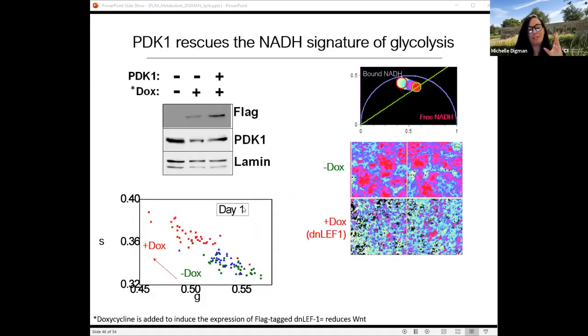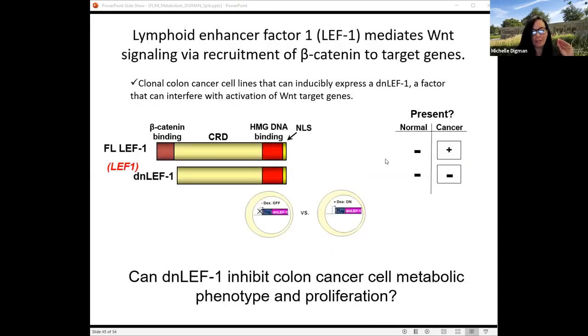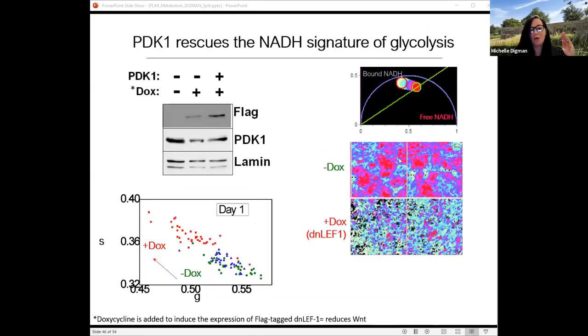So they have these transgenic mice. I don't have time to go into that, but what's really important here is the data. If you don't express the dominant negative, meaning the inhibitor of PDK1, you could see the cells are highly glycolytic. There's more free NADH. Now you add DOX to express the dominant negative LEF, which inhibits PDK1 expression. And now you see that the cells go from glycolysis to OXPHOS.